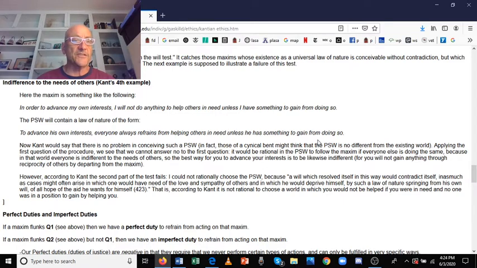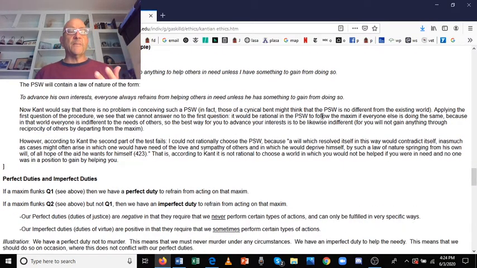You could look at the indifference to needs of others example. Actually, let's do that just really quickly. Here's a maxim: to advance my own interests, I'm not going to help anyone else unless I have something to get out of it. Okay, I imagine some people do that. Maybe some people give to charity just because they get a tax break. So I'm going to help others in need, but there's got to be something for me.